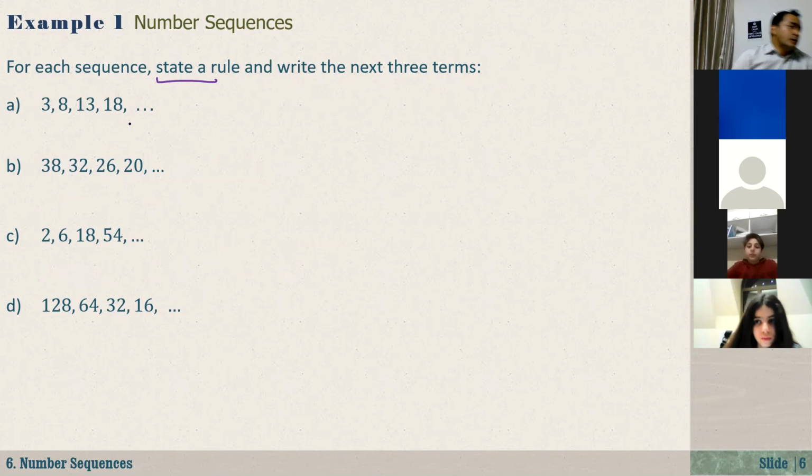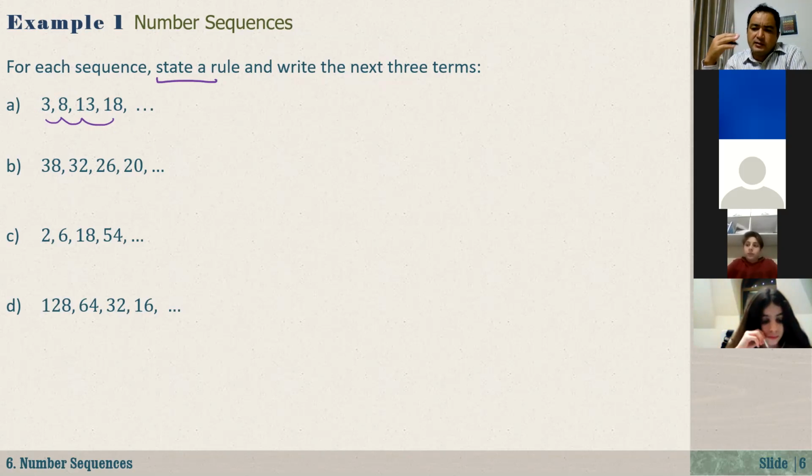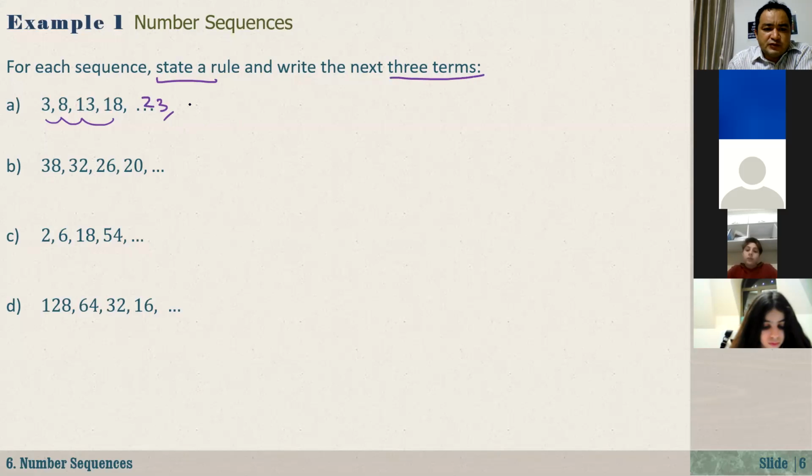Selin, what is the rule here? 3, 8, 13, 18. So what is the pattern here? Plus 5. So start with 3, right? And add 5 to get the next term. Yes, because this starting point is important, right? Adding 5 to what number? So you should say start with 3 and add 5 to get the next term. Now we know the rule. 3 plus 5 is 8, 8 plus 5 is 13, 13 plus 5 is 18, 18 plus 5 is 23. It says next 3 terms. So 23 plus 5 is 28, 28 plus 5 is 33.